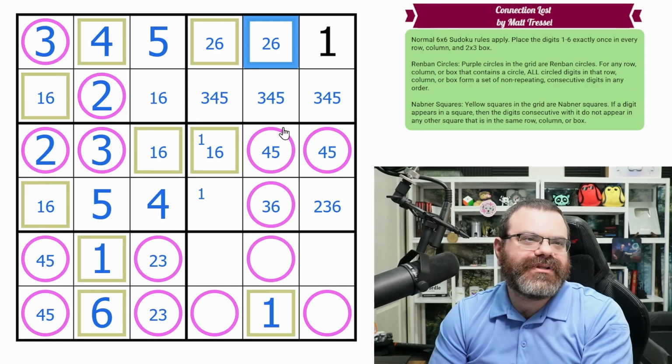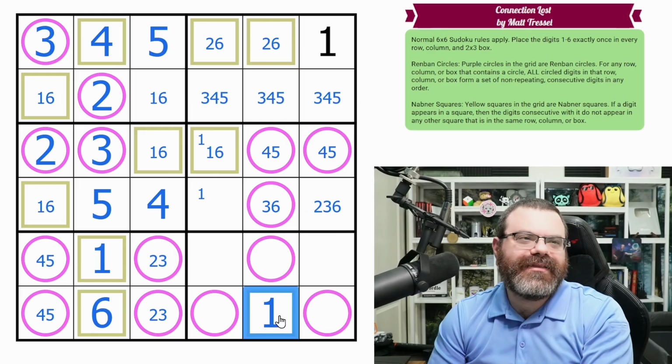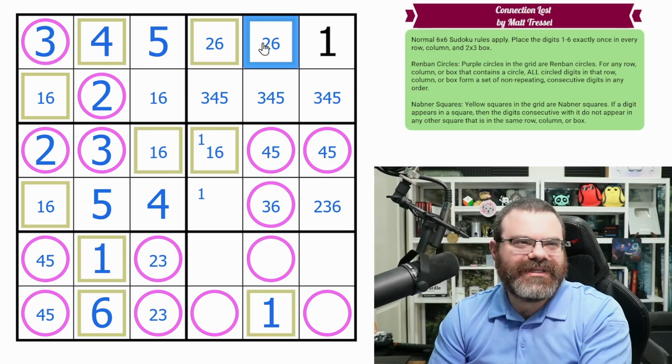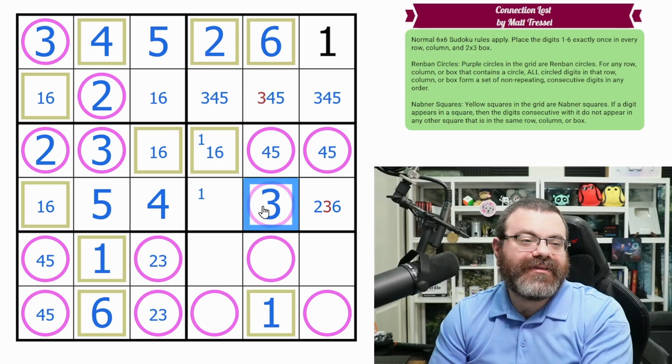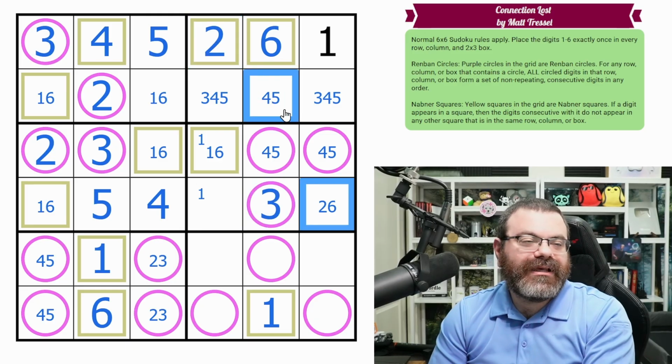Oh, never mind. I was going to ask where the 2 is, but it could be up here. Oh, sorry. This 1 removes the 2. Really easy to miss stuff like that. This one removes the 2 from here. So that's 6 and that's 2. That makes that a 3. Okay, that's progress. 4, 5 pairs.